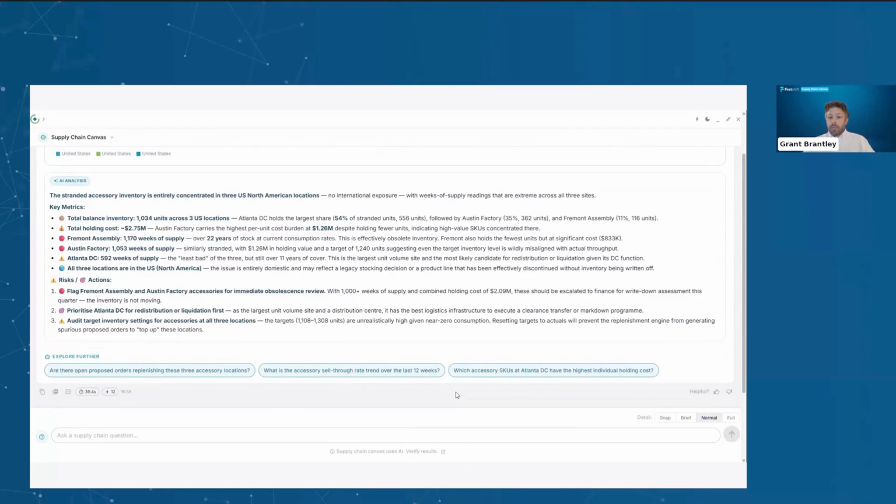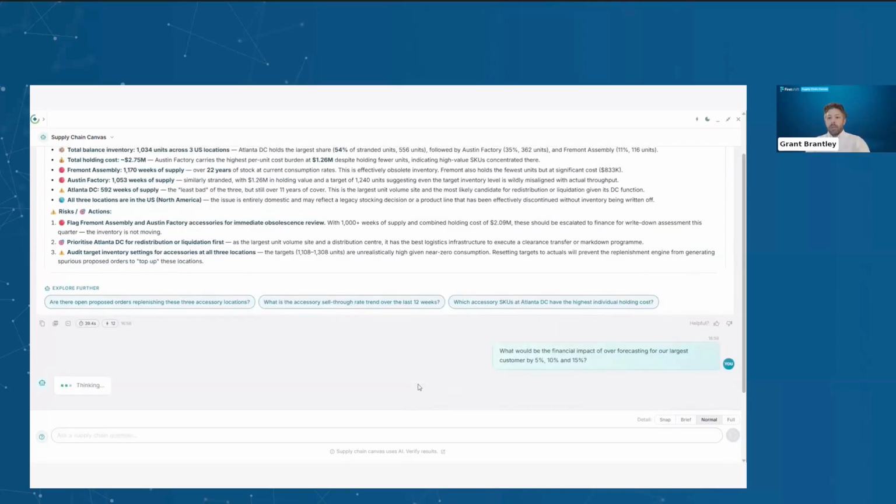But if we look at the weeks of supply, because that's really where the watch out is here, Fremont is sitting on over 1,000 weeks of supply. So that's a lot of stock with our current sell-through rate. Atlanta is also bad. It's at about 600. But this isn't really slow moving. It's effectively obsolete. So Canvas is turning that into a decision for us here, where we want to understand what the financial impact is.